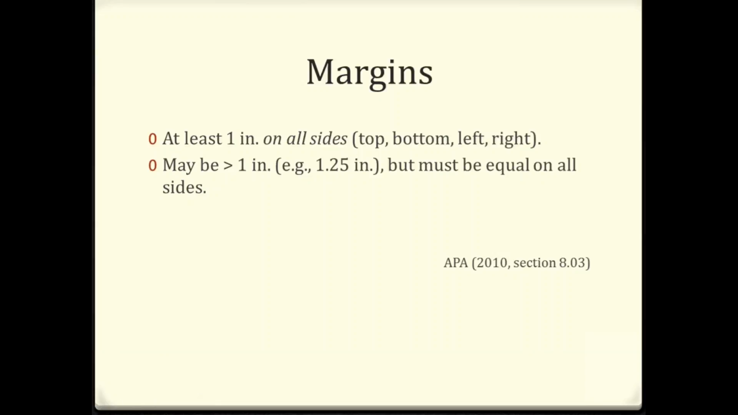Another structural element of the paper is the page margins. Your page margins need to be at least 1 inch on all sides of the paper. That means top, bottom, left, and right. They can be greater than 1 inch. You can have margins set at 1.25 inches or greater, which is a trick students used years ago when they were typing papers on a typewriter.